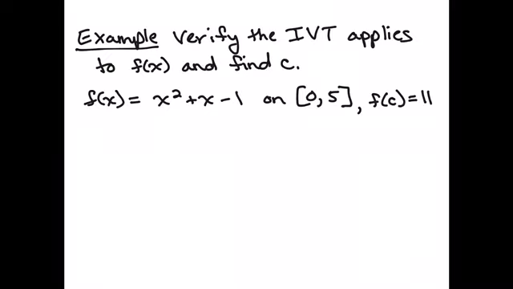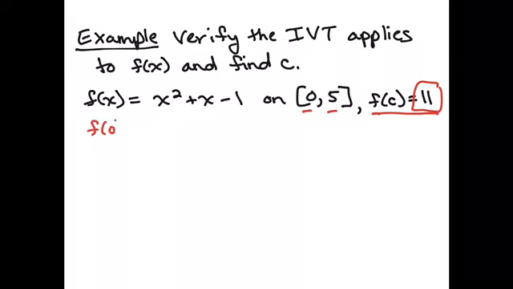So what can I do with this? Verify that the intermediate value theorem applies to this function and find the value of C. So find the x value that makes this true. So in order to verify that I can use the intermediate value theorem, I need to make sure that on this interval I get two different y values, and that this y value is in between them.